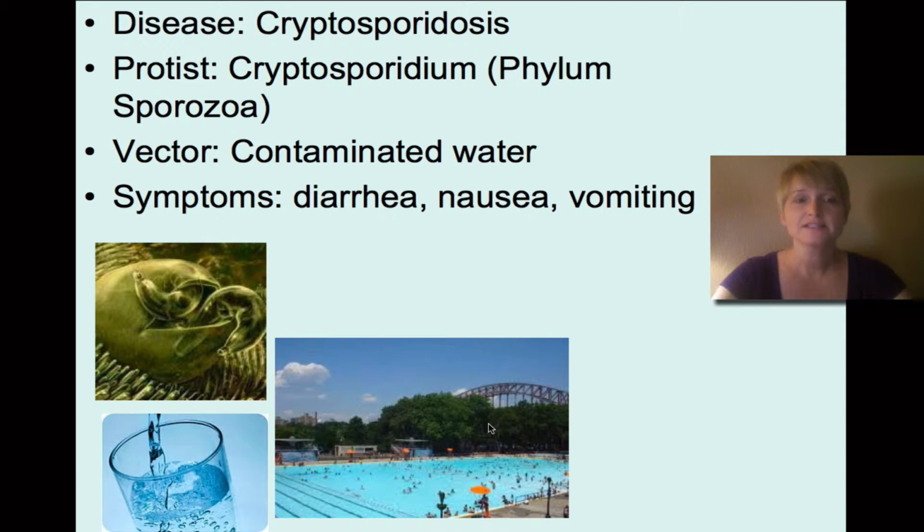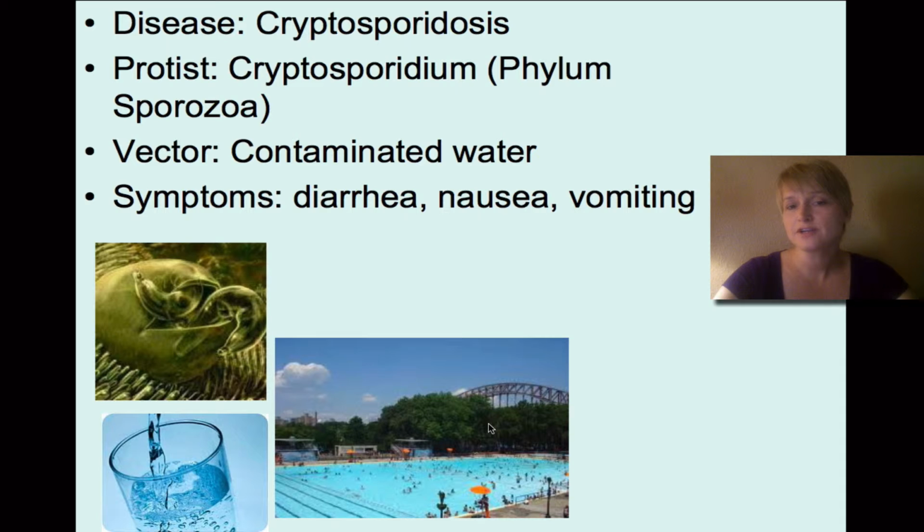All right, the next disease that I'm going to talk about is cryptosporidosis. And this is a disease, it causes diarrhea, nausea, and vomiting. And this is also from the phylum Sporozoa. So this depends on water to move it around. So this one is not carried by an insect, but is carried rather by water. And so the water will get contaminated and will make people sick.